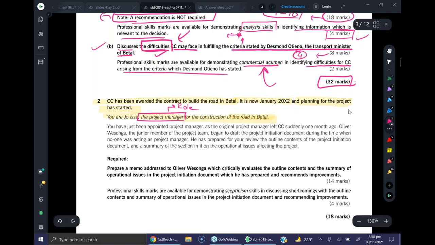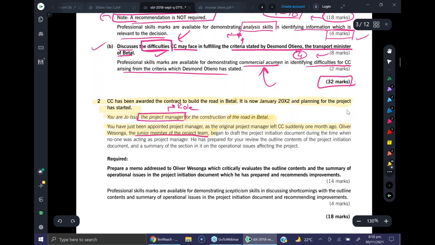Okay, further it says that you have just been appointed project manager as the original project manager left CC suddenly 1 month ago. So you are the replacement and you are the manager of Oliver, the junior member of the project team. So I will highlight this, that Oliver is the junior member of the project team.